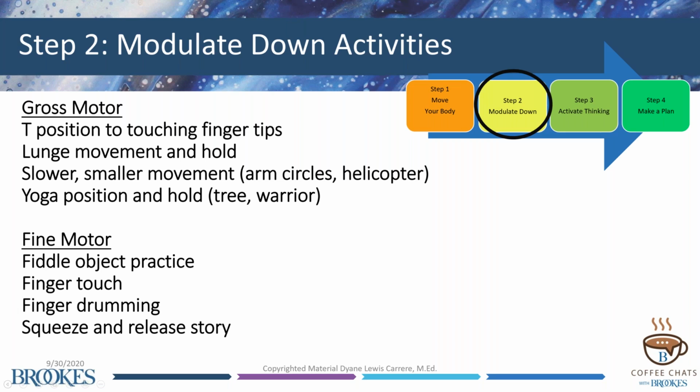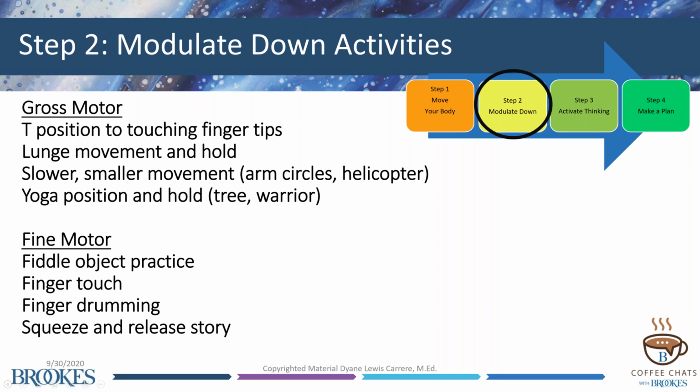Now we're moving into modulating down. You're now going to guide your students through a couple of these activities presented in the order of how the body settles. So we move from gross motor to fine motor to senses to breath. That's how our body settles. Your choices include those things.